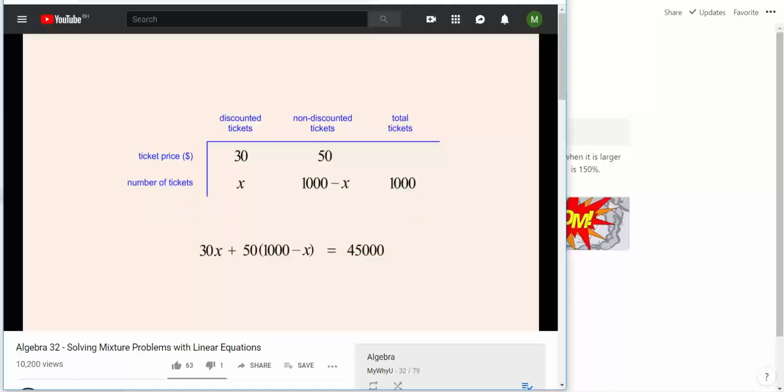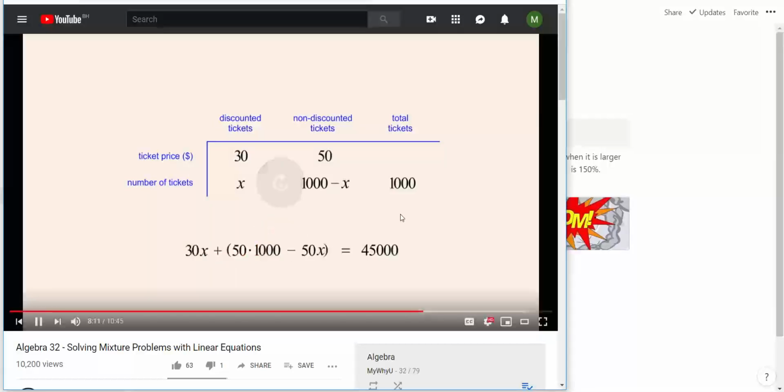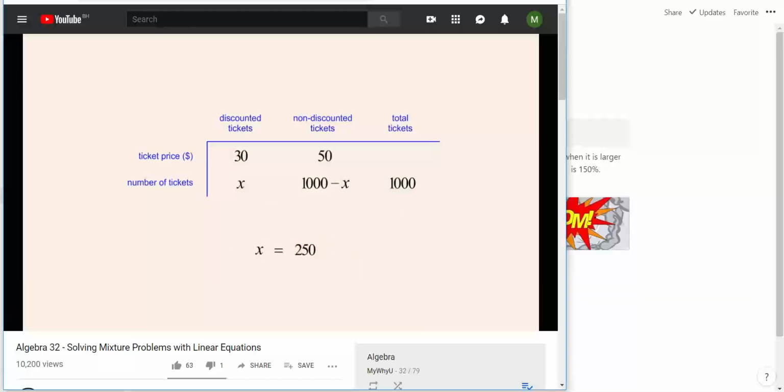We can now solve this equation for X. We start by distributing 50 to the two terms in parentheses. Combining the X terms leaves negative 20X. We get X equals 250. So 250 discounted tickets can be sold, and 1,000 minus 250, or 750 non-discounted tickets can be sold.